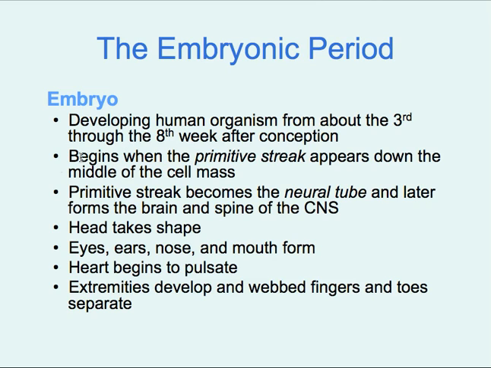conception. It begins when you see a primitive streak that appears down the middle of the cell mass. This primitive streak becomes the neural tube. This neural tube will then later form the brain and the spinal cord of the central nervous system. Also, during the embryo period, the head takes shape, so you can start to finally see a head region start to emerge. You start to see eyes, ears, nose, and mouth form. The heart begins to pulsate, and extremities develop, and webbed fingers and toes begin to separate.